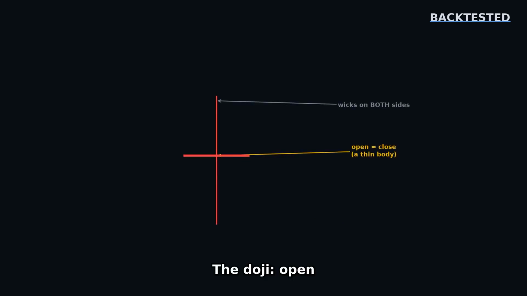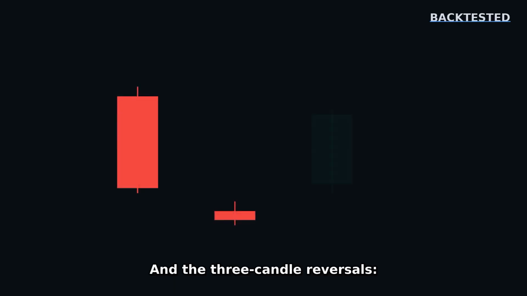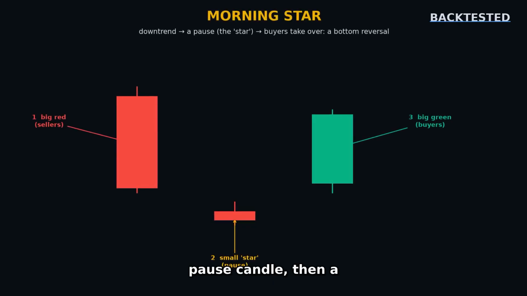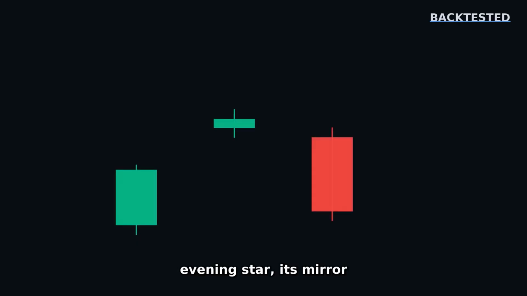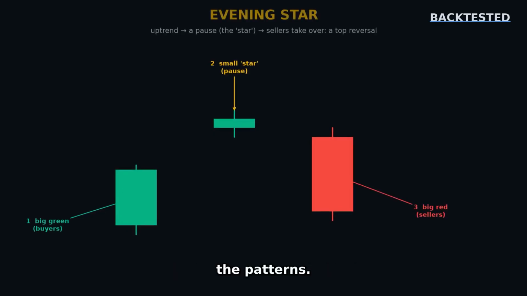The Doji, open and close almost equal, a razor-thin body, pure indecision, neither side in control. And the 3-candle reversals: the morning star, a big red, a small pause candle, then a big green, marking a bottom, and the evening star, its mirror at a top. Notice the pattern behind the patterns.